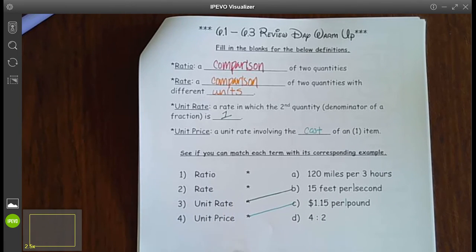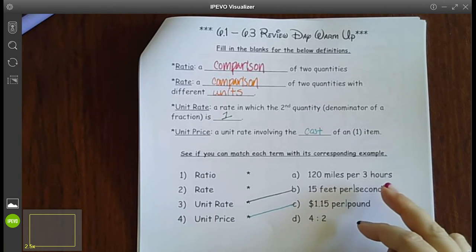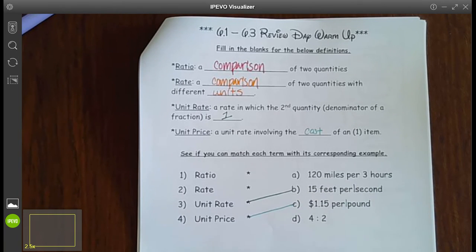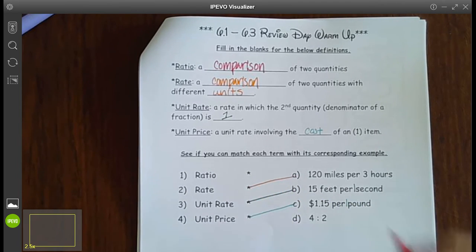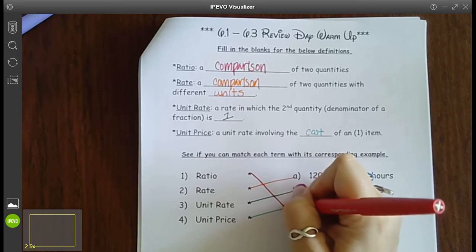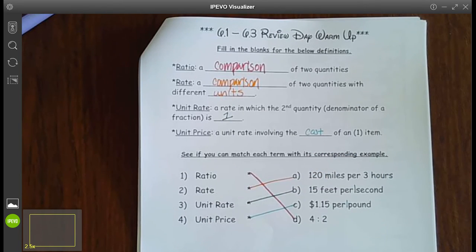Now, for rate versus ratio, these are both comparing two things, but one has units and one doesn't. So a rate is one that has to have units. A ratio doesn't necessarily have to have units. It's just comparing two things. All right, and there you go.